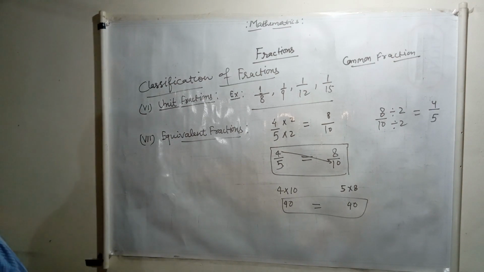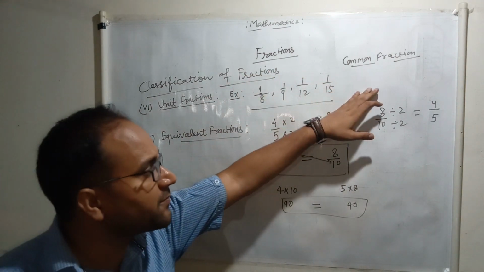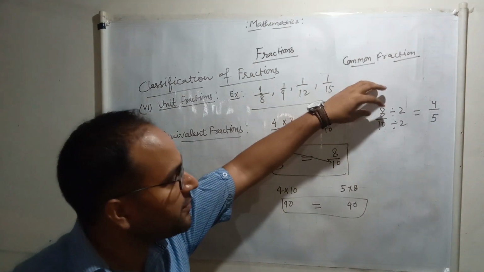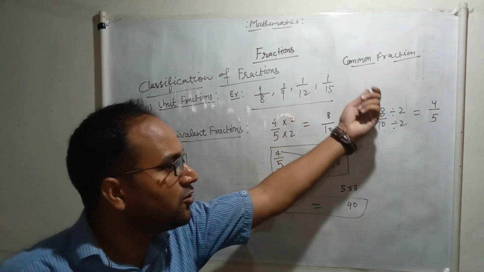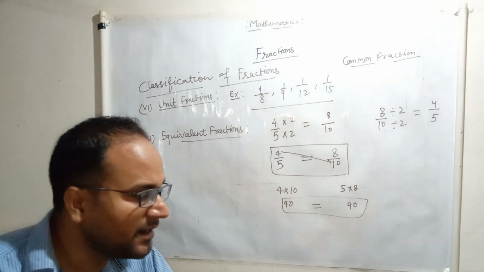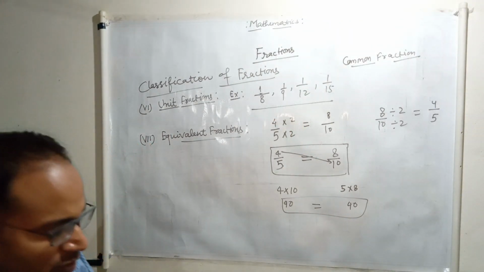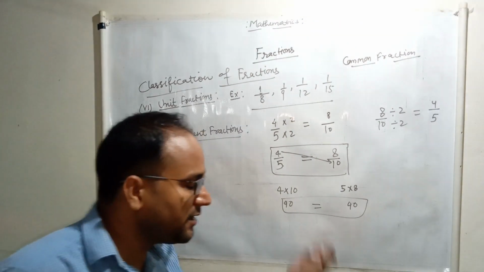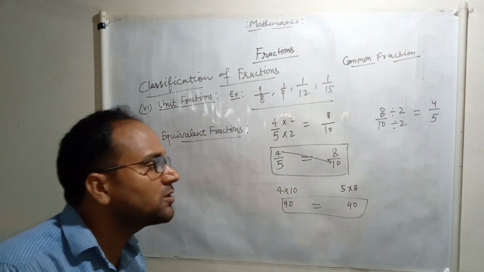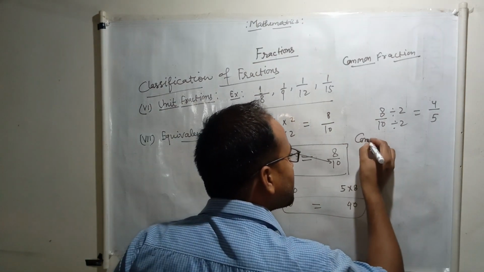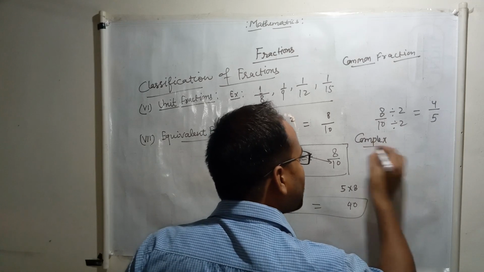Complex fraction. A complex fraction may contain a fraction in the numerator, or in the denominator it may contain a separate fraction, or both numerator and denominator both carry a fraction. Then they are said to be a complex fraction.